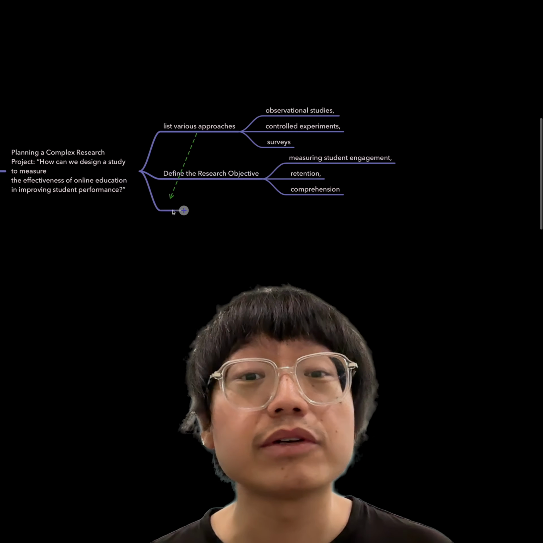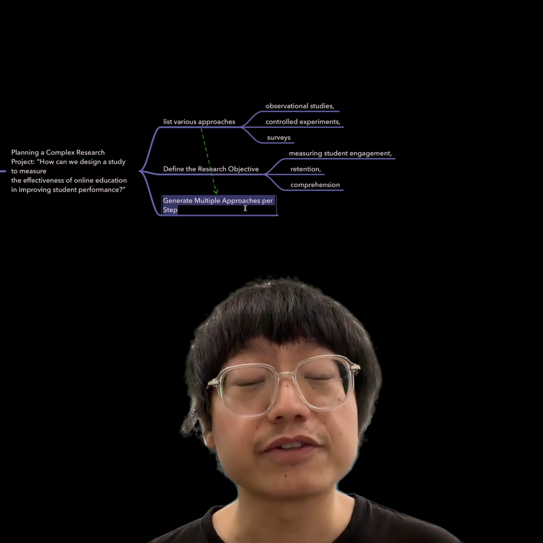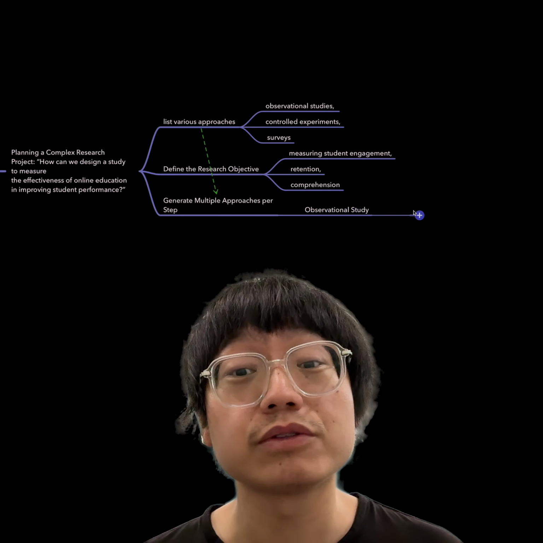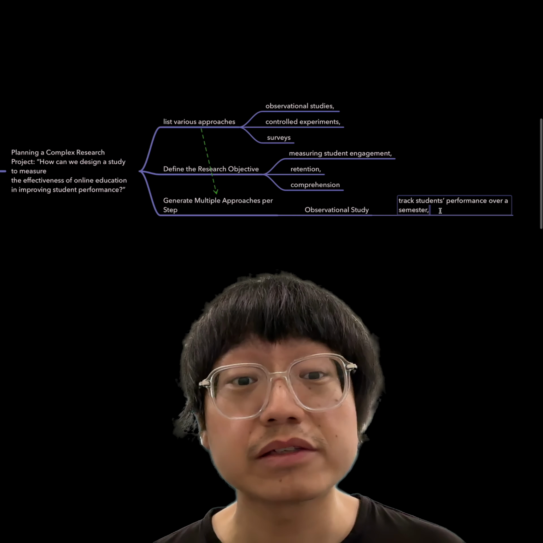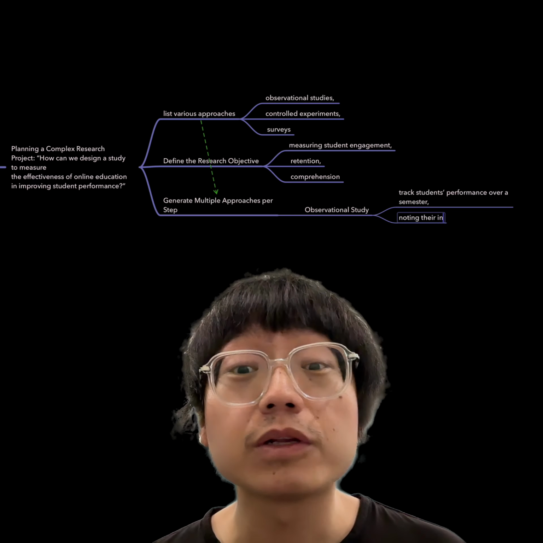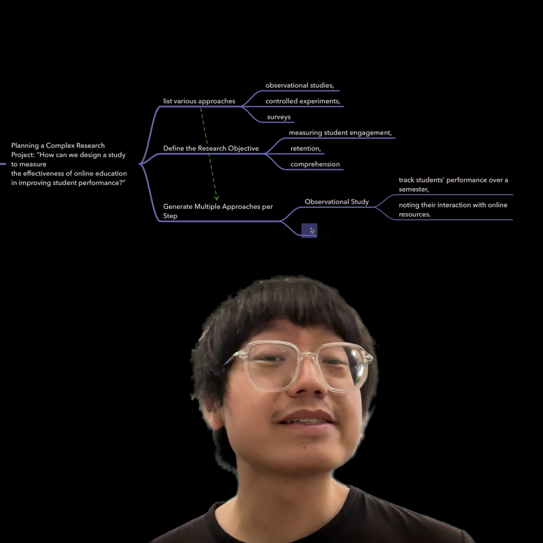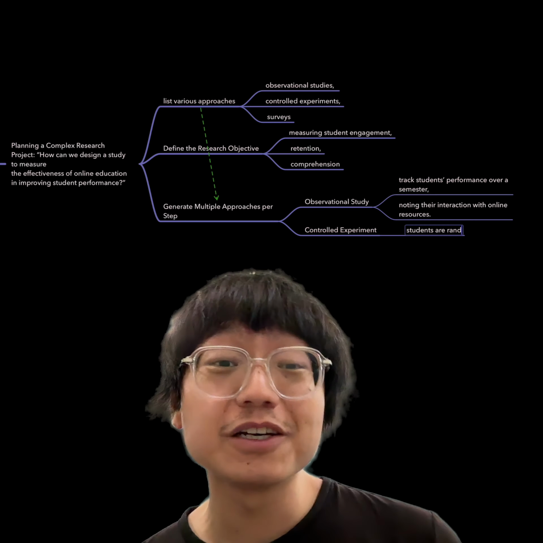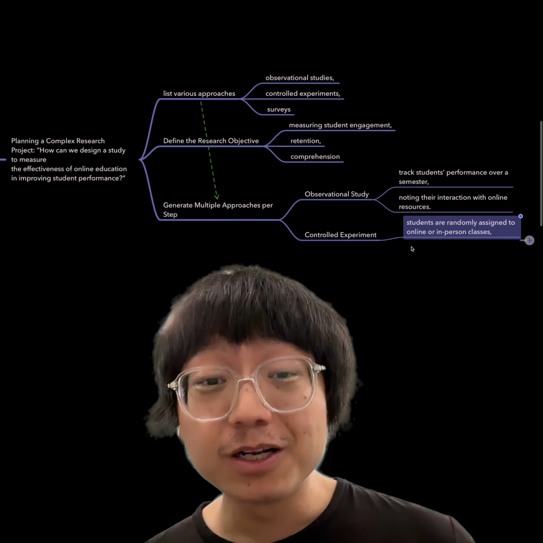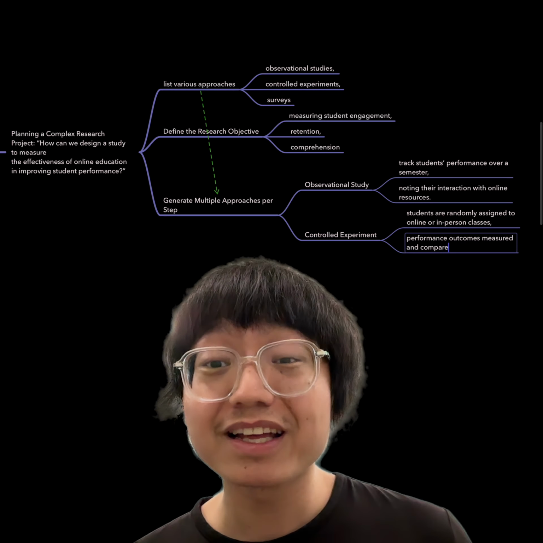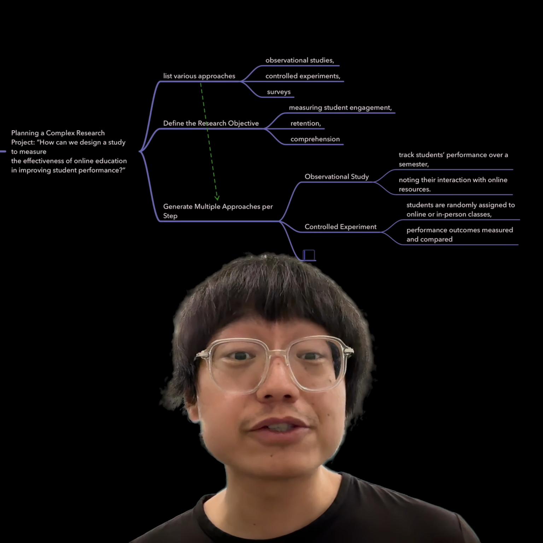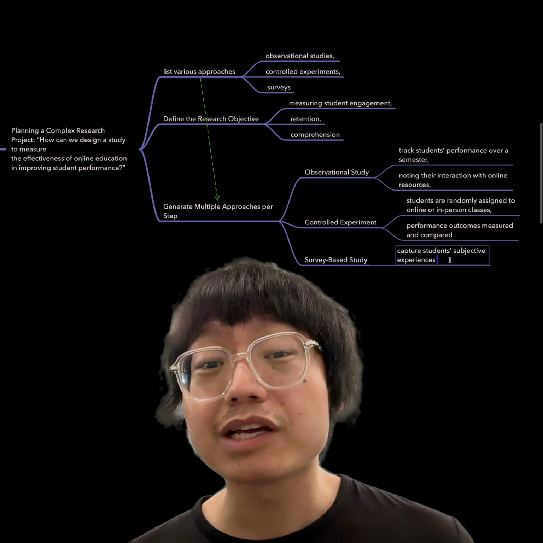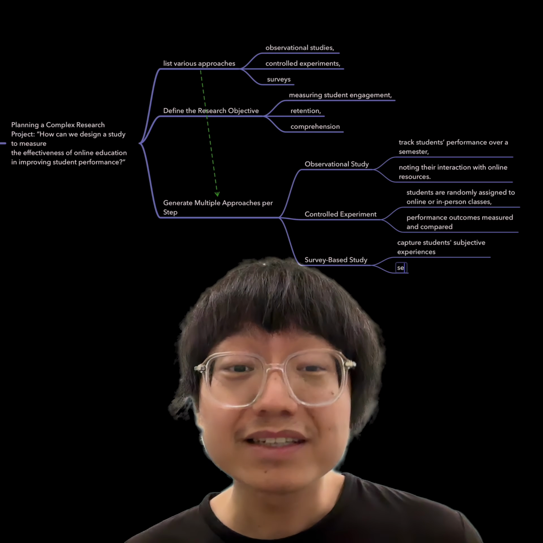Then it generates multiple approaches per step. The first branch is the observational study, where researchers track students' performance over a whole semester, noting their interaction with online resources. In the second branch, we consider a controlled experiment where students are randomly assigned to online or in-person classes, and their performance outcomes are measured and compared. The third branch is a survey-based study, where we distribute surveys to capture students' subjective experience and self-reported outcomes.